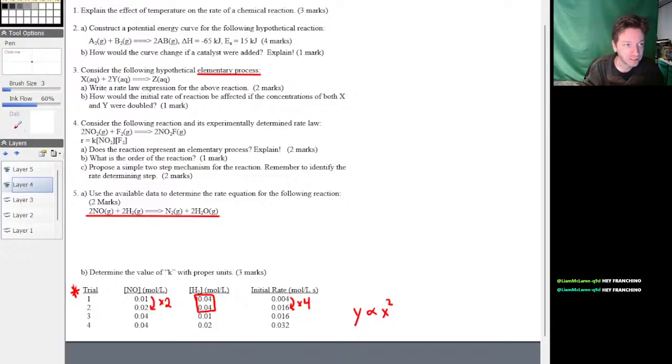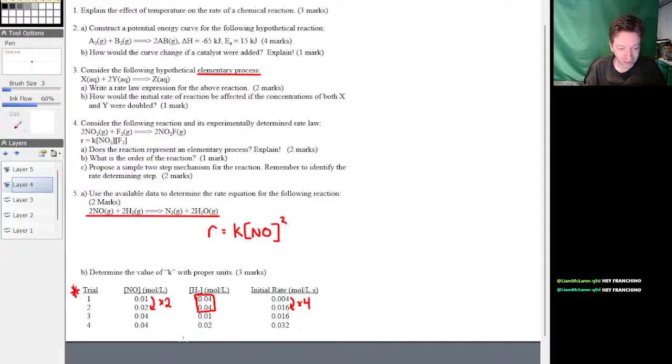So let me get rid of that before my students get mad that I'm doing y's and x's in chemistry. So what this means is that the rate is going to equal K, and then we can write the concentration of nitric oxide squared, since it's a quadratic relation.